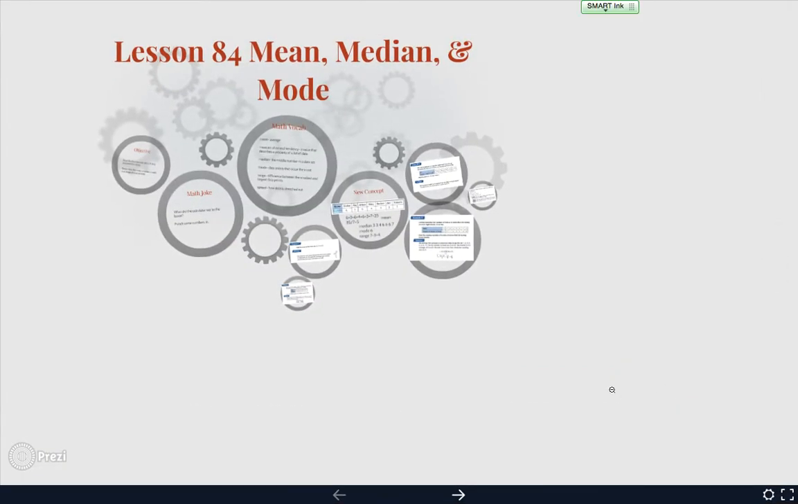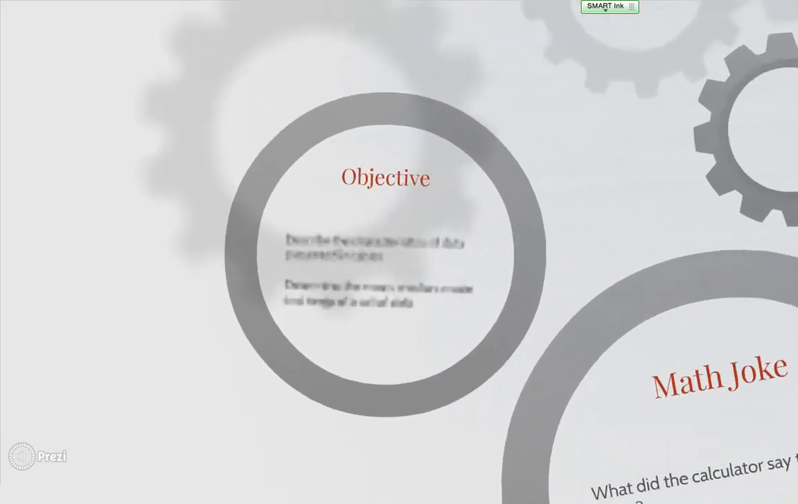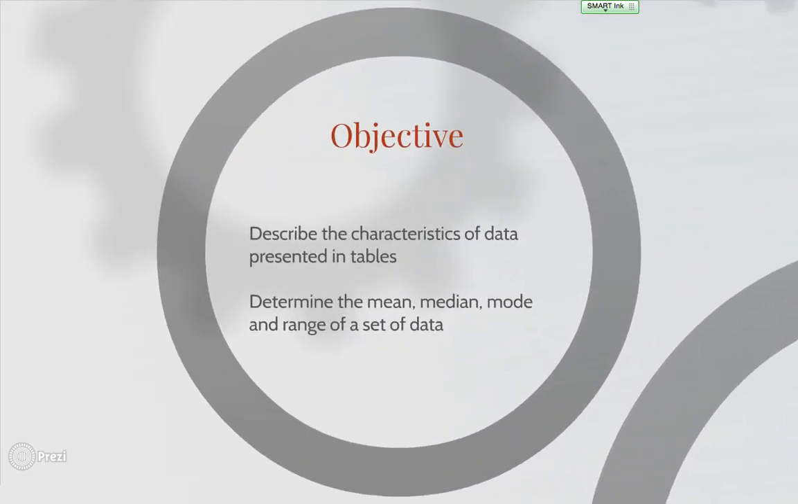We're on lesson 84, mean, median, and mode. This is something we worked on before on our previous investigation. But our objective for today is to describe the characteristics of data presented in tables. And we're also going to determine the mean, median, mode, and range of a set of data.